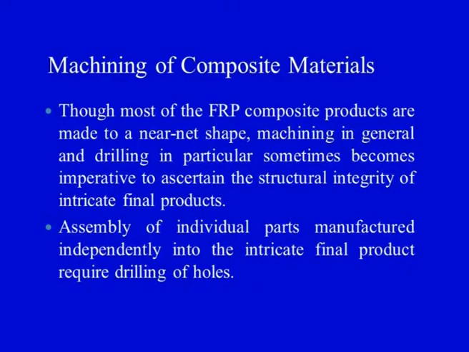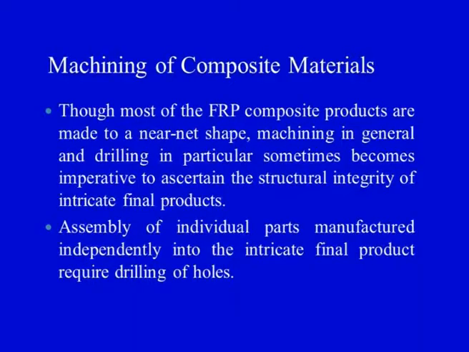Now, machining of composite materials. This is a summary of what I have been discussing in today's lecture. You can just read the point. Though most of the FRP composite products are made to a near net shape. Near net shape means to the exact shape of the final product. So most of the composite products are made to the near net shape. So machining in general and drilling in particular sometimes becomes imperative to ascertain the structural integrity of intricate composite products or intricate final products. So again the point is very clear.